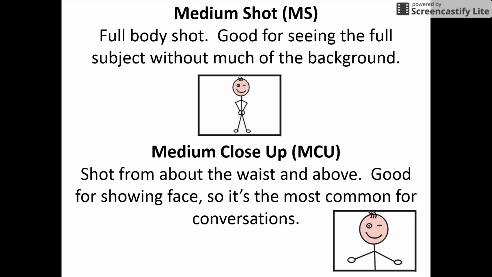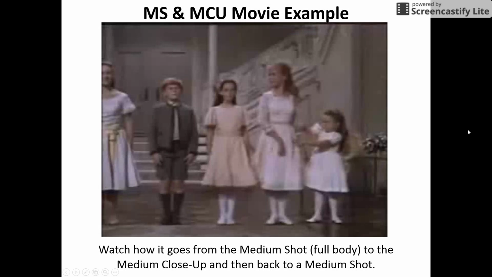Now, once they start talking, it's usually better to get into what's called a medium close-up, or potentially even a close-up, and we'll talk about both of those. A medium close-up is basically the waist up. So if you're going to introduce a character, let us see a full body shot, and then as that character starts to talk, let's move in a little bit closer. So here's an example of that.